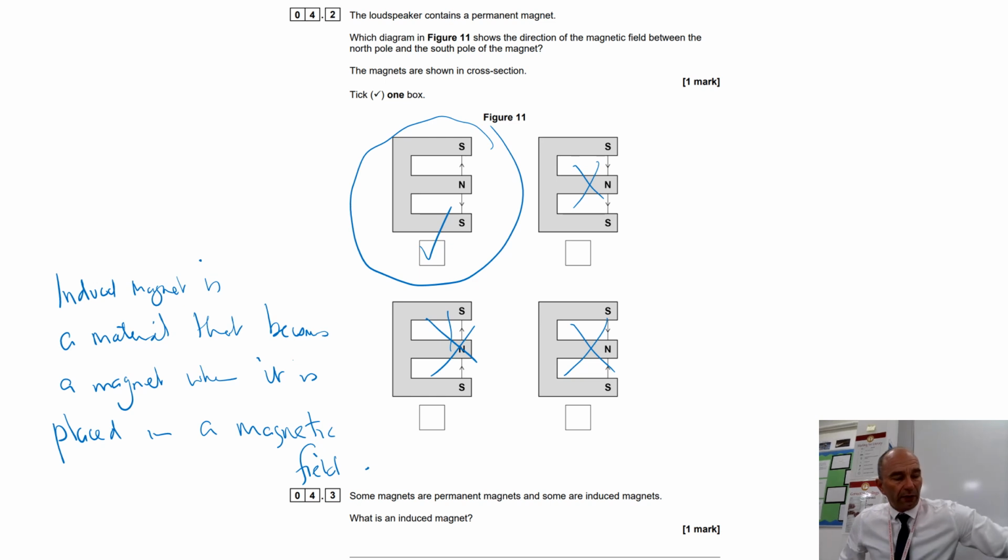So yeah, think about what induction means, and that will pretty much give you the answer.